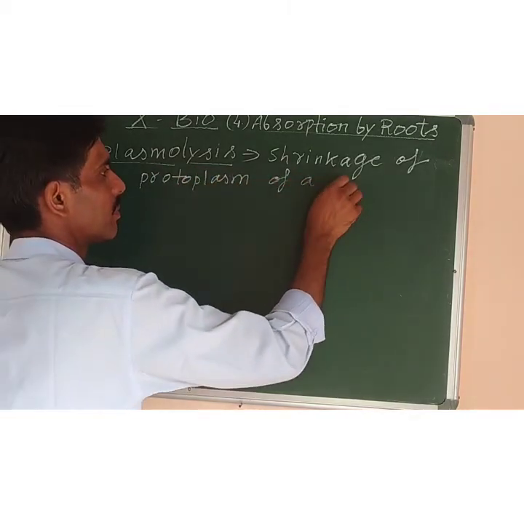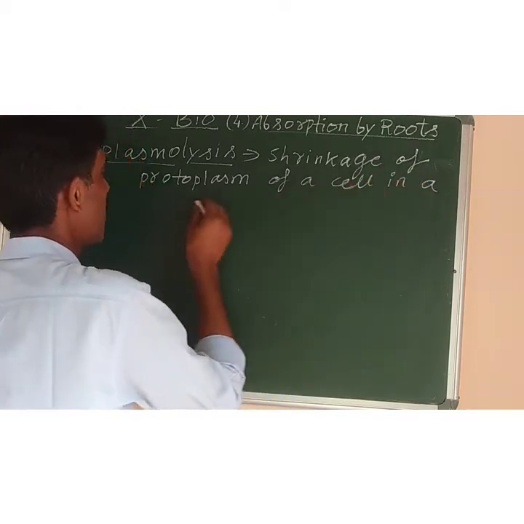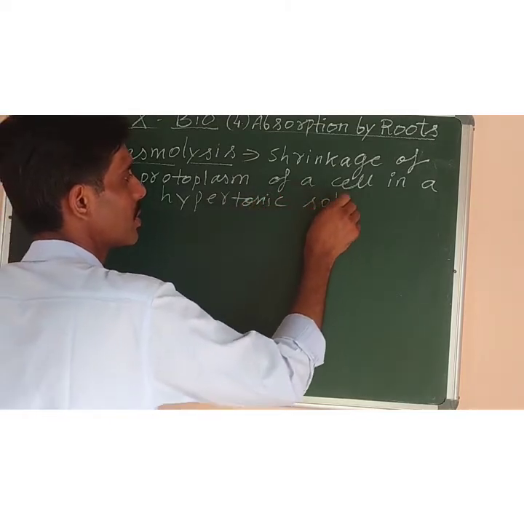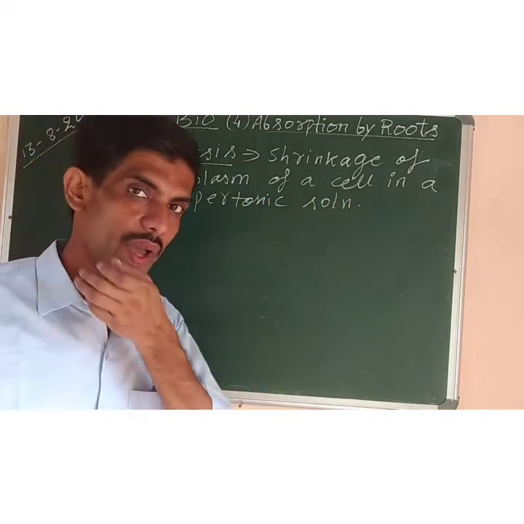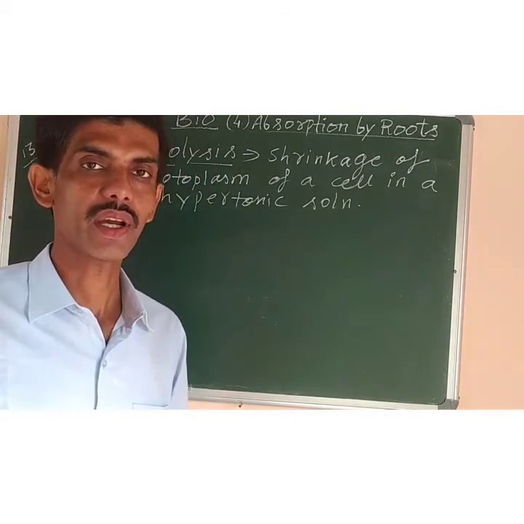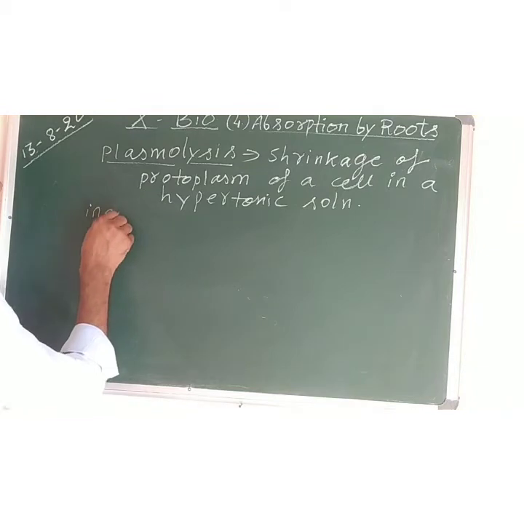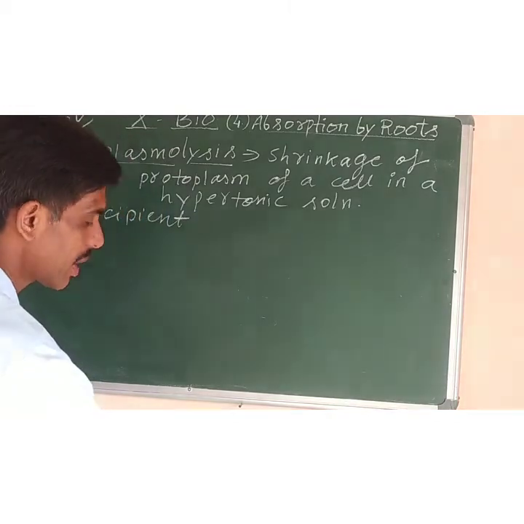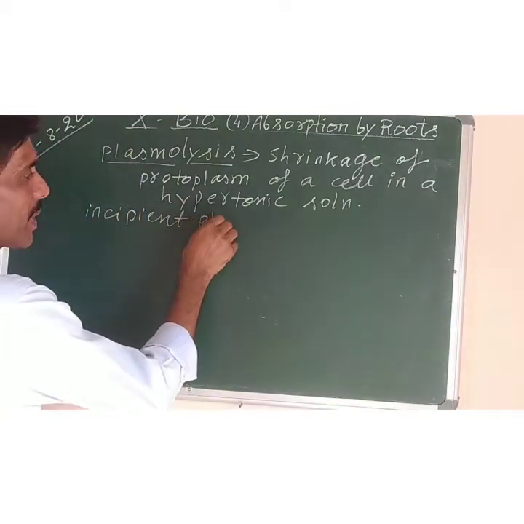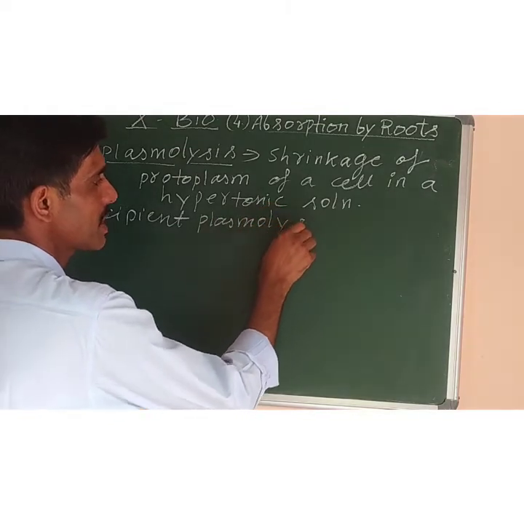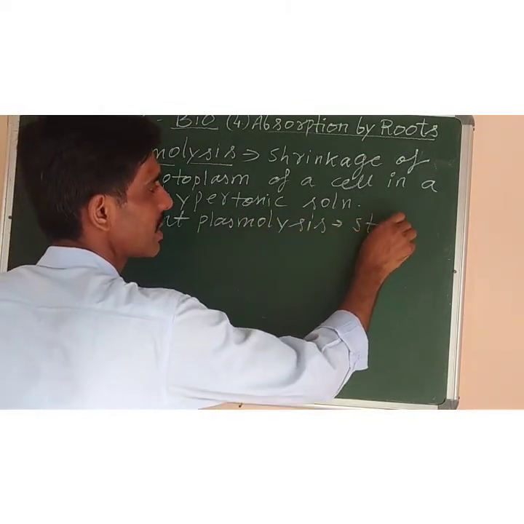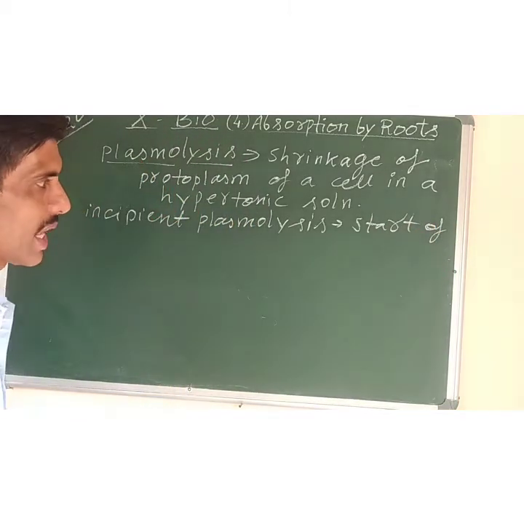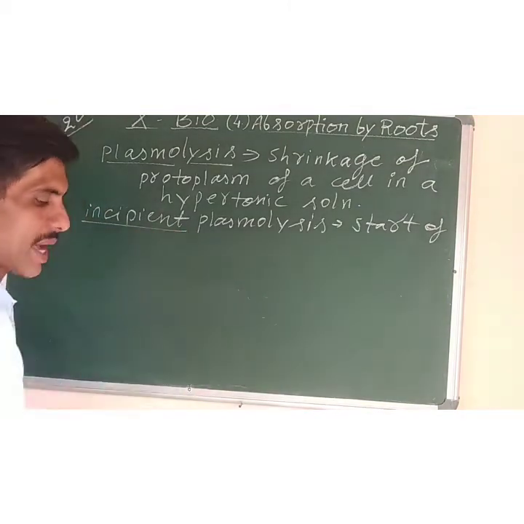of a cell in a hypertonic solution is called plasmolysis. So when the plasmolysis starts, the beginning of plasmolysis is called incipient plasmolysis. If it is asked what is incipient plasmolysis, in your book also the definition is given. Incipient plasmolysis means the start or the beginning of plasmolysis, or the initial stage of plasmolysis.